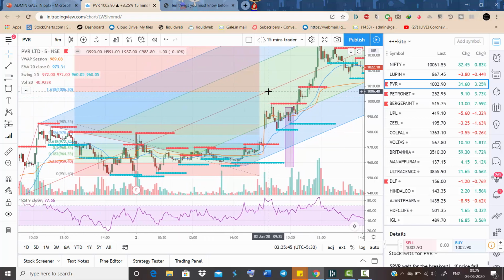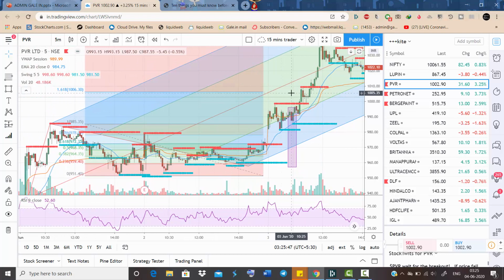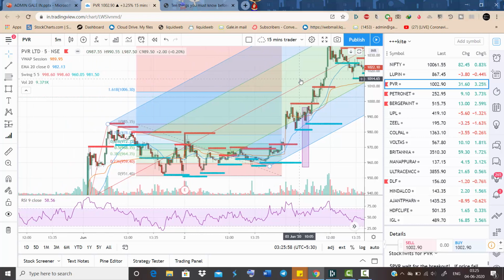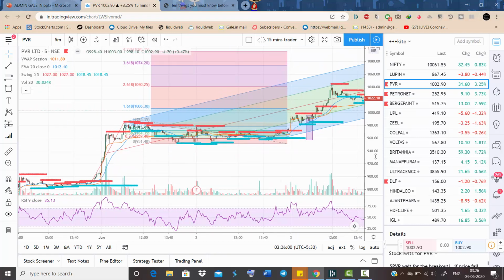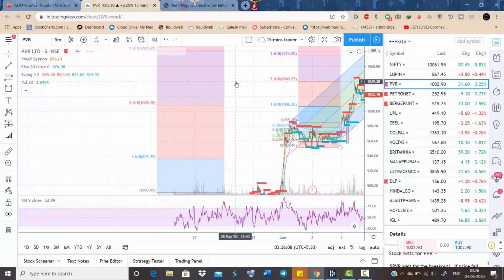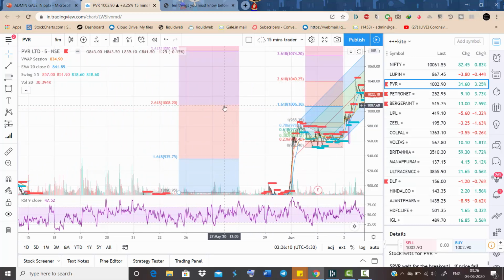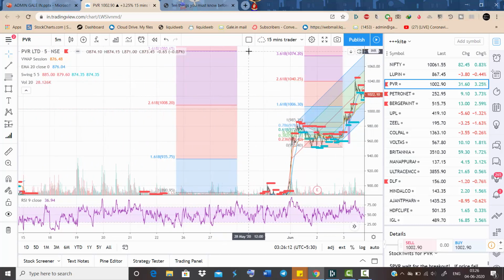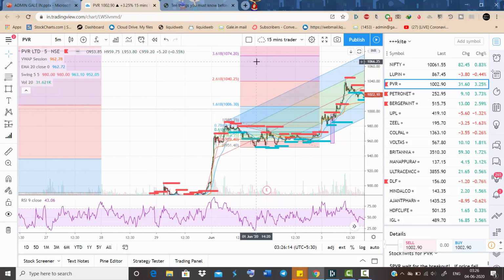Initially you can book some profits if you want at 1006 or 1008 because of this resistance over here and this median line over here, like 1014. And you can see above 985 you can see 1040 over here, and above 1008 the target of 1080.